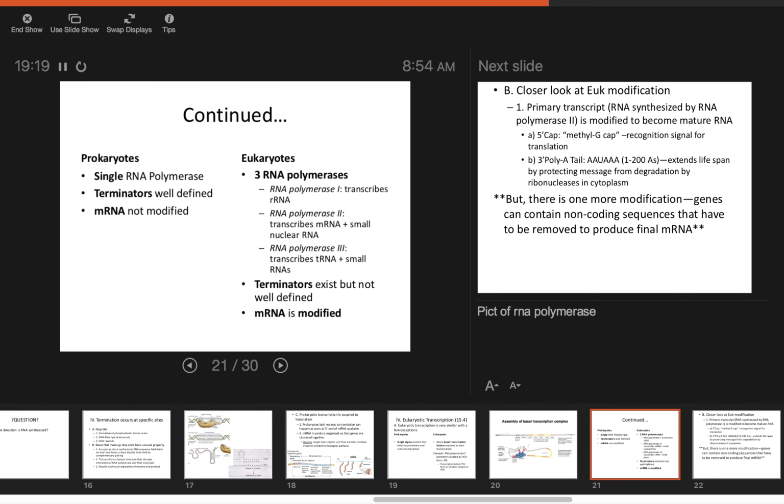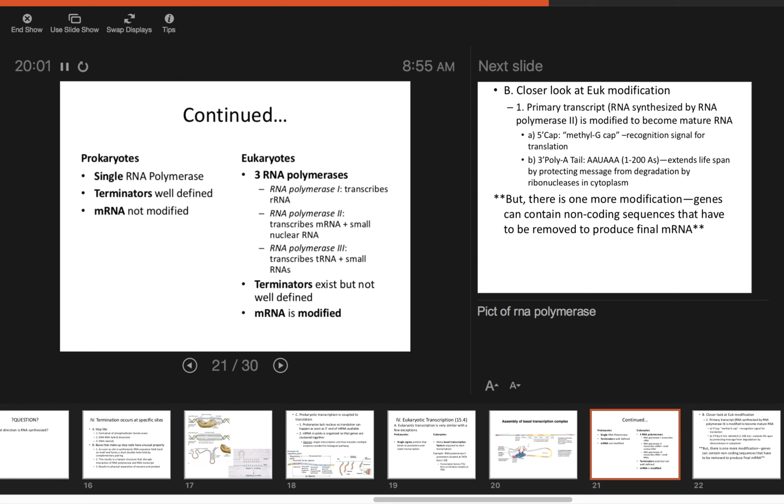Okay, some other differences. In prokaryotes, there's just one RNA polymerase. In eukaryotes, there are 3 different RNA polymerases. So, in eukaryotes, we have polymerase 1, 2, and 3. Pretty original in their names. RNA polymerase 1 helps make rRNA. rRNA is responsible for making a ribosome. RNA polymerase 2 transcribes mRNA and small nuclear RNA. We haven't talked about small nuclear RNA yet, but we will. But it helps transcribe mRNA.